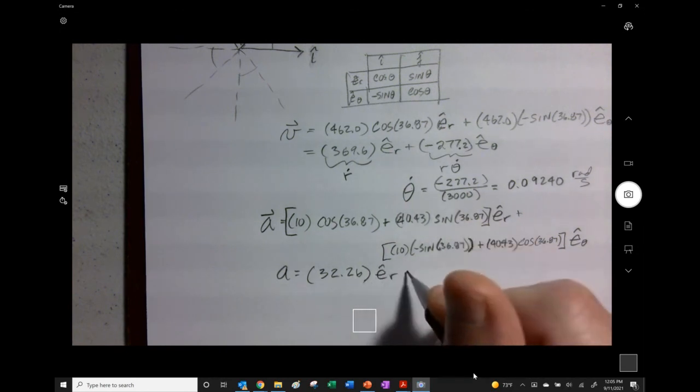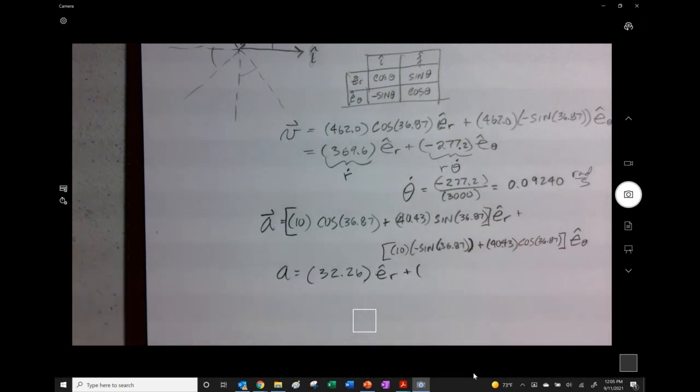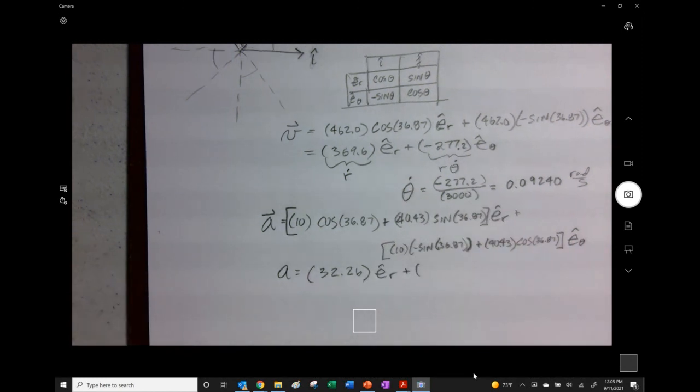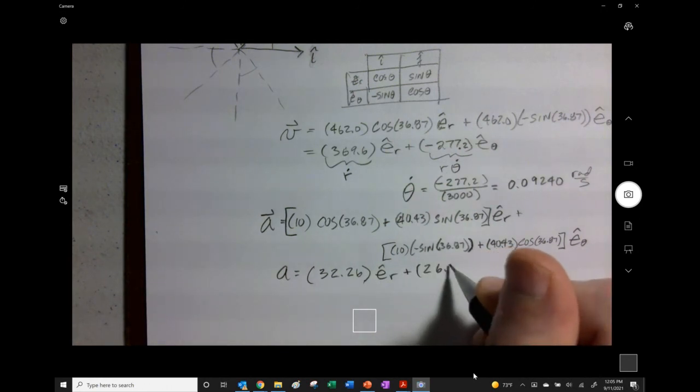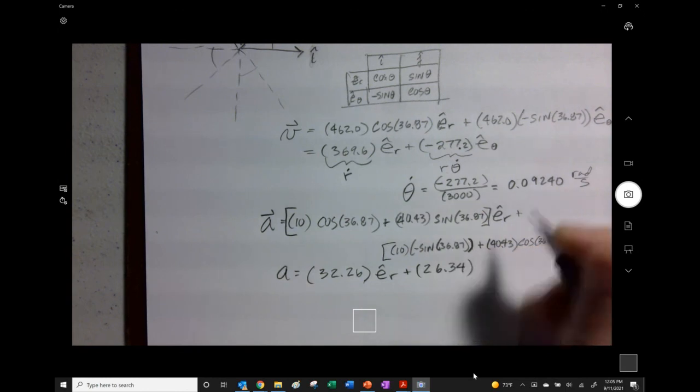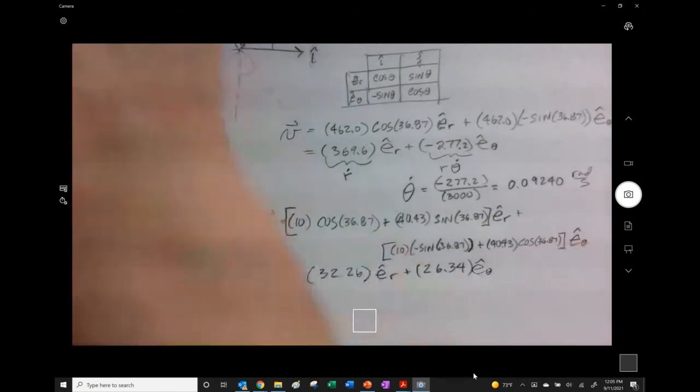ER plus 10 times my sine 36.87, but make sure it's negative, and 40.43 times the cosine of 36.87, boom, and then add them. It's still positive, 26.34 E theta, if I did the math right.